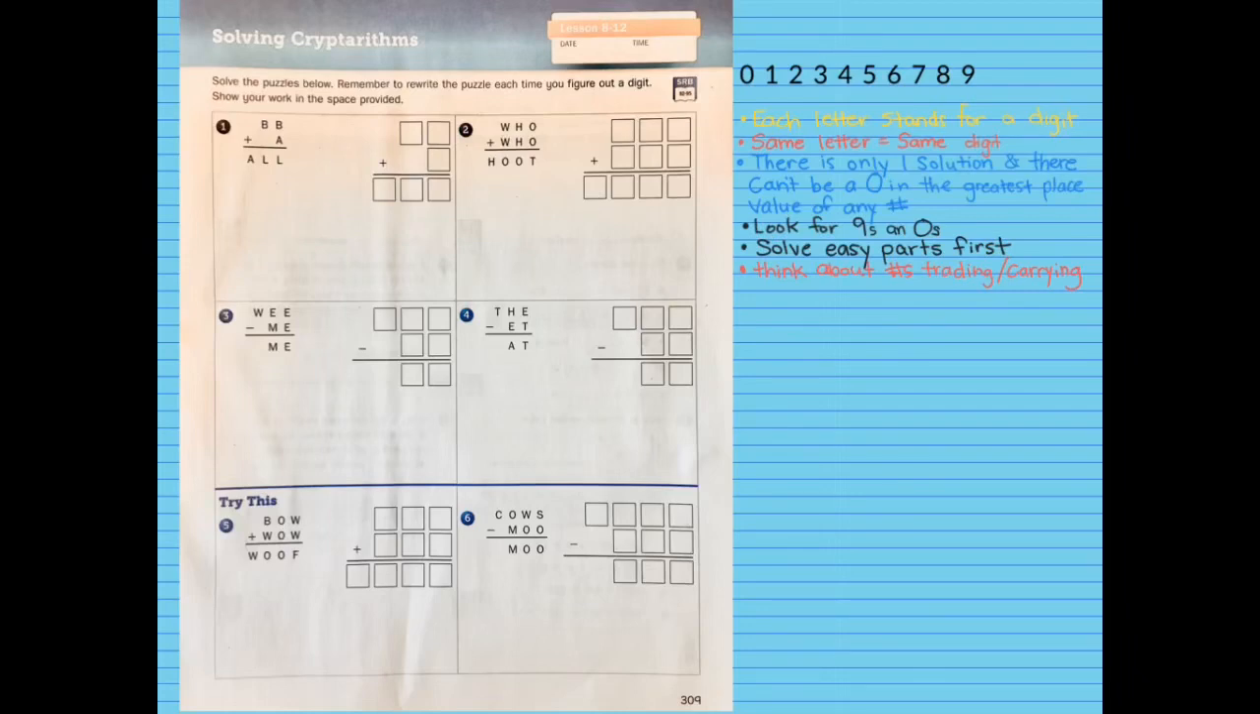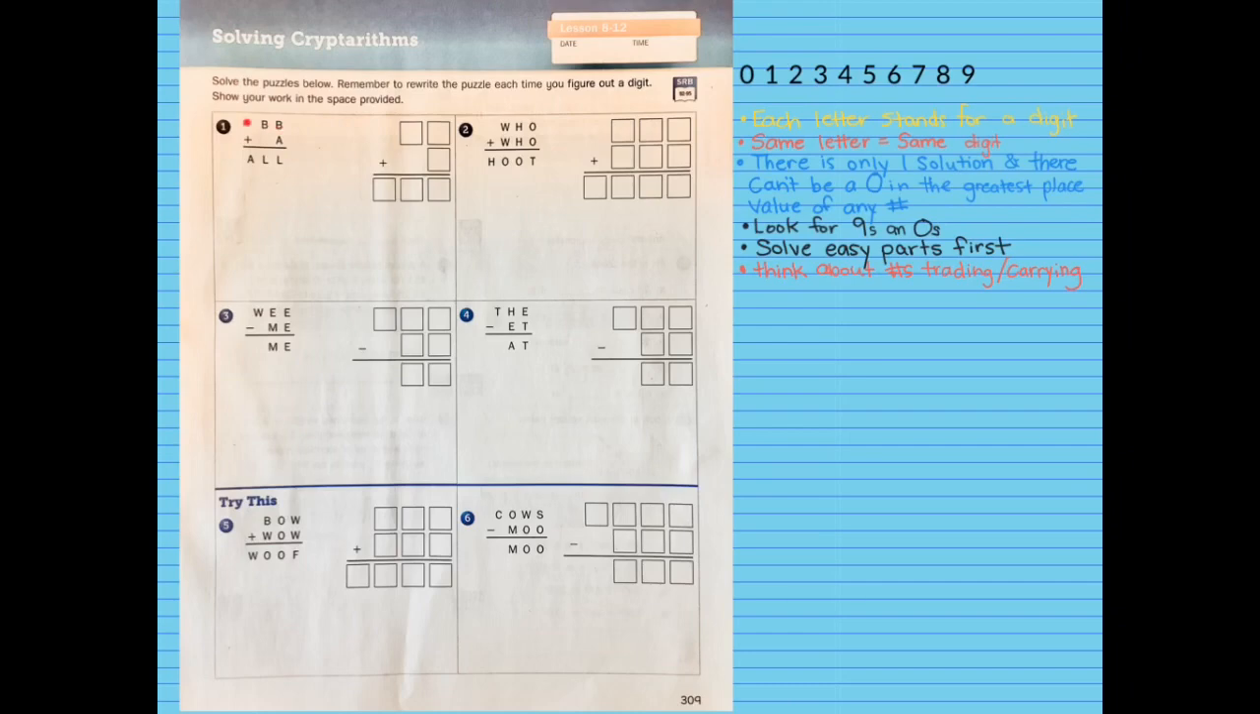Ready for a quick math lesson? Great. So today we are going to conquer something called cryptarithms. Cryptarithms are derived from a Greek word, cryptus, meaning hidden. So you are going to find the hidden numbers here and solve this puzzle today.